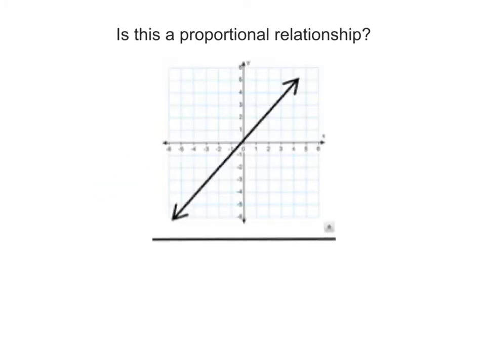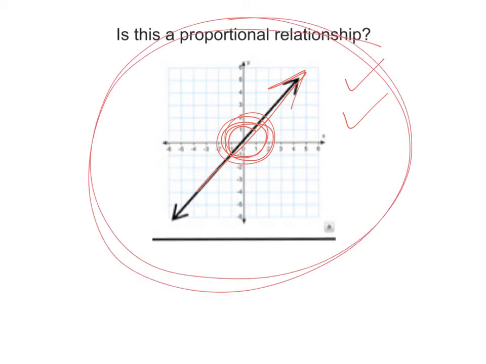Next, we look at this. Is this a proportional relationship? Well, when you look at a graph, is it a straight line? Yes, it is. Does it go through the origin? Yes, it does. So yes, this is a proportional relationship.